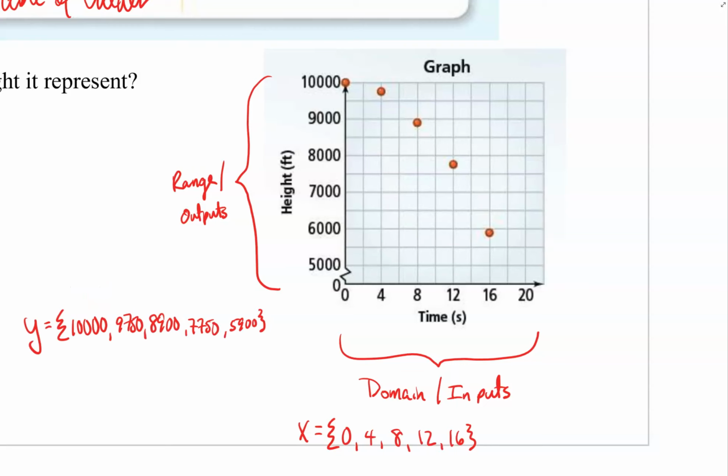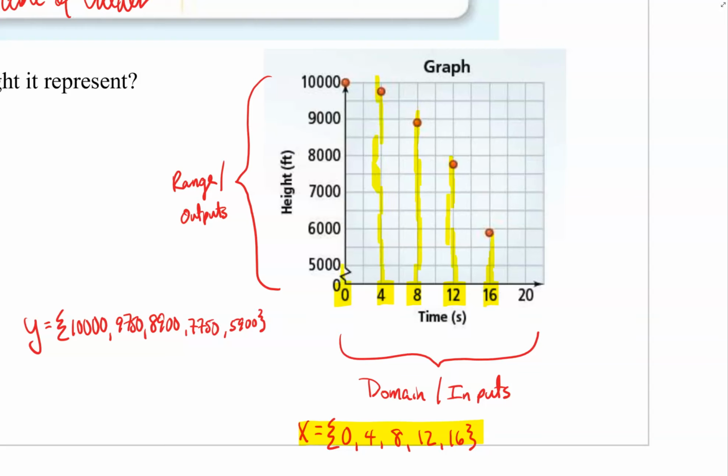So here I've just listed the x values, or the inputs that were used to generate output values. The inputs in this case were 0, 4, 8, 12, and 16. Not because those were the numbers that were listed on the x-axis, but because those numbers actually correspond to data points that are in the graph.